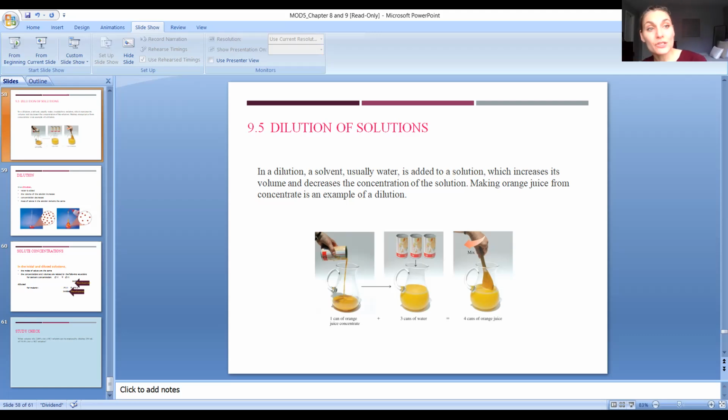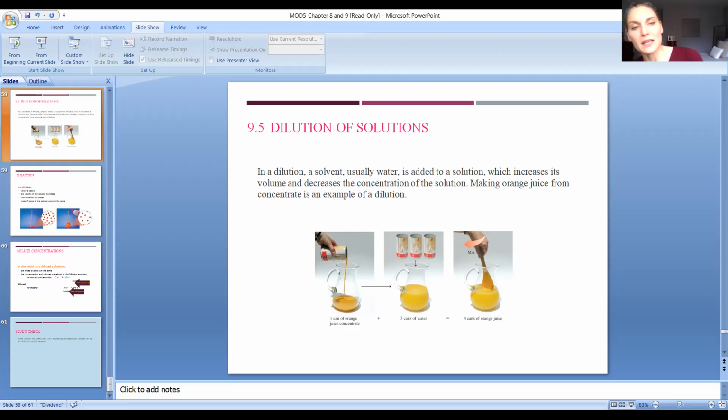But the mass of your solute never changed. We started with 3 grams of sodium chloride. If I add 1 milliliter of water, the mass didn't change, and if I added 6 milliliters of water, the mass will stay the same. It's the volume that ends up changing, and because I changed the volume, it changes my molar concentration.